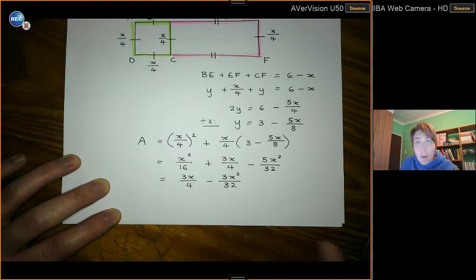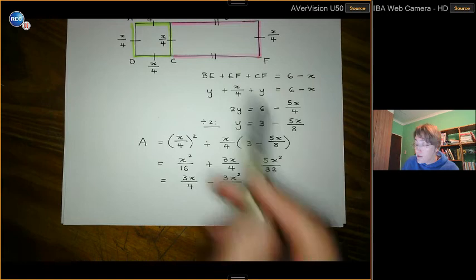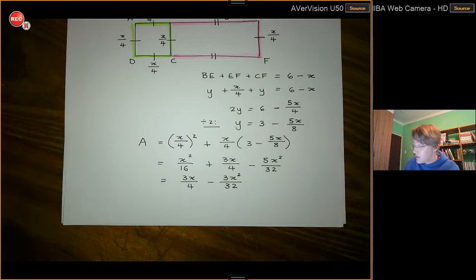There we go. So I've now established the formula of the area, which is the sum of the areas of those two, and that is what I want to maximize. So again, I want to reiterate maximization, or if I have to minimize, then I'm always going to find the first derivative and set it equal to 0. So here we go.